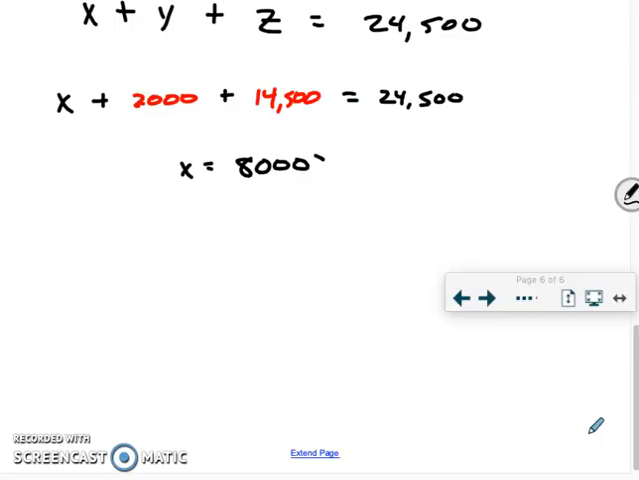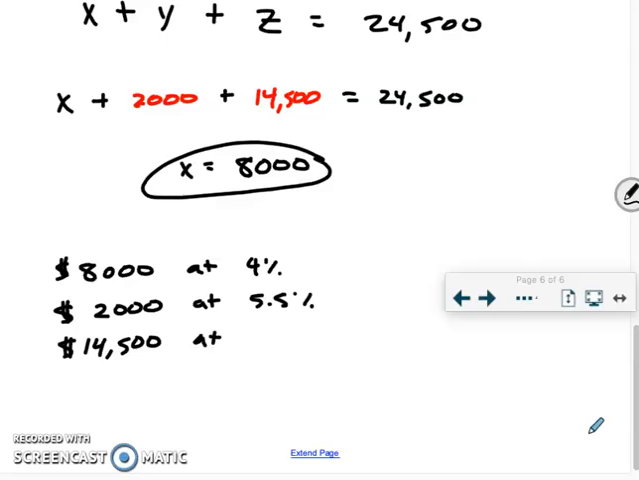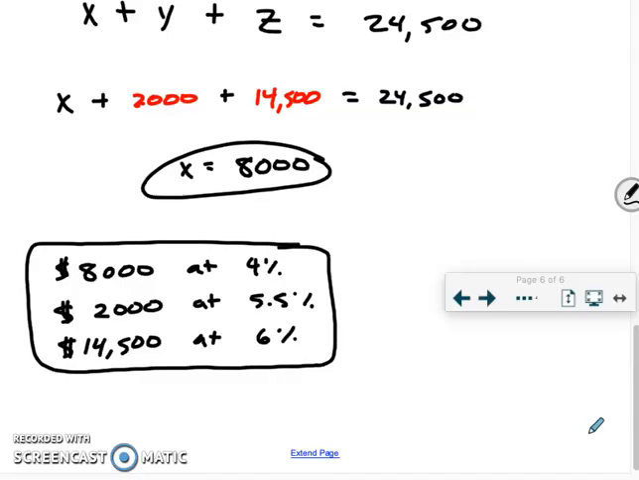So, in terms of our final answer here, there was $8,000 invested at 4%. There was $2,000 invested at 5.5%. And there was $14,500 that was invested at 6%. Again, this would be our final answer.